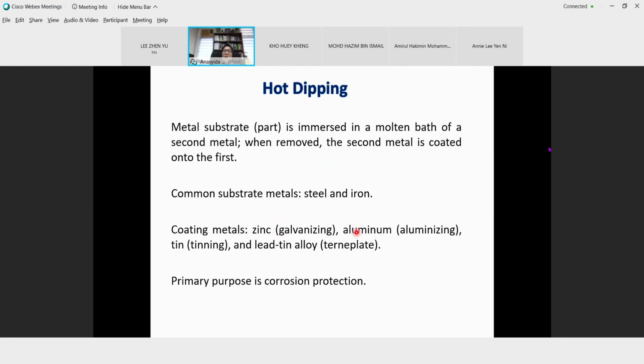We can also call this process aluminizing, where we dip the substrate in aluminium. We can also call it tinning, because we dip it in tin. And for lead and tin, we call this terne plate. So this is the process of dipping in a molten metal at high temperature.